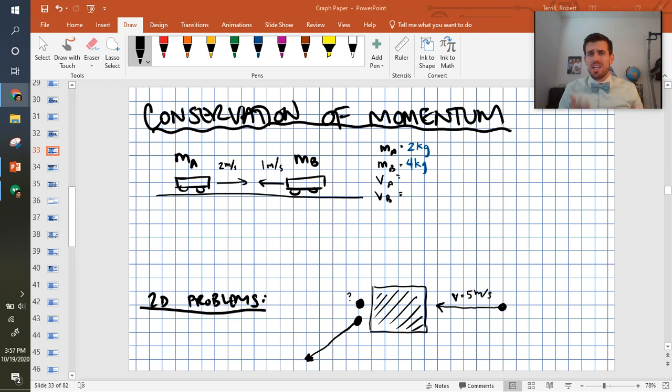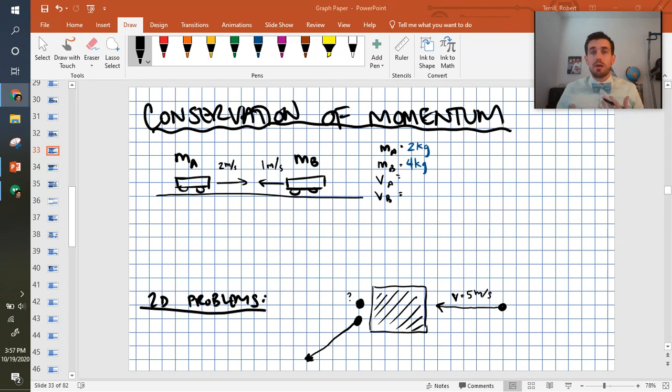Often it's a collision, and you're going to really want to watch for that keyword collision because that always signifies that it's a conservation of momentum problem. But whatever happens, momentum is always conserved. And momentum, as we'll learn in this unit, is conserved more consistently, or we can use conservation of momentum a lot more often than we can use conservation of energy. It's a very, very useful concept.